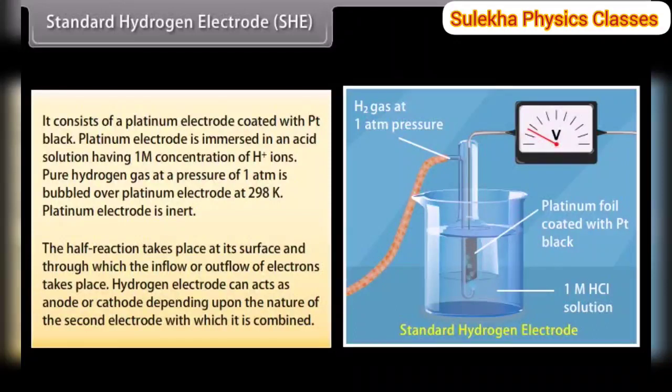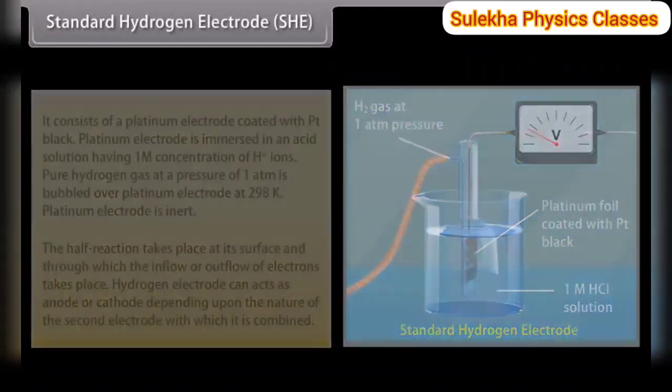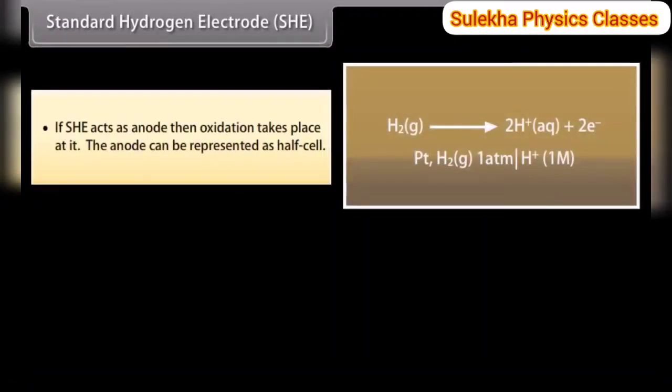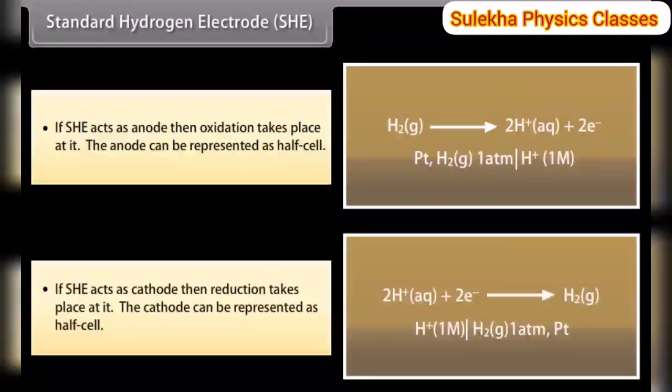The hydrogen electrode can act as anode or cathode depending upon the nature of the second electrode with which it is combined. If SHE acts as anode, then oxidation takes place at it. The anode can be represented as a half cell. If SHE acts as cathode, then reduction takes place at it. The cathode can be represented as a half cell. The electrode potential of the standard hydrogen electrode is taken as 0.